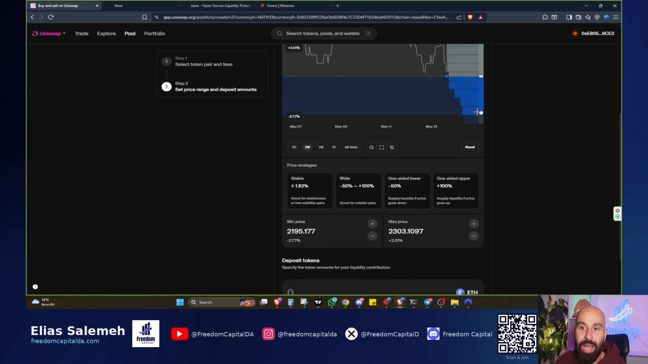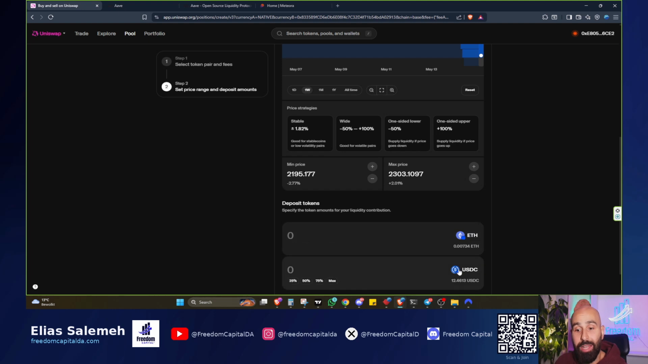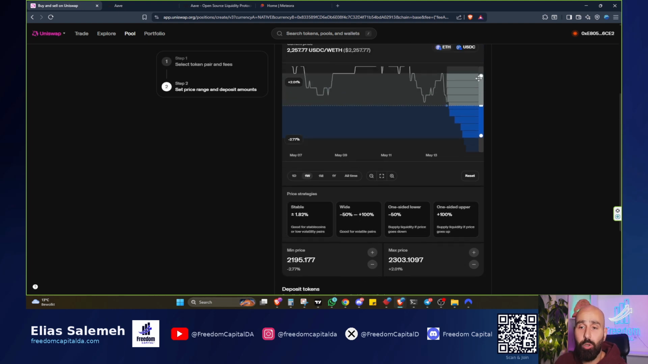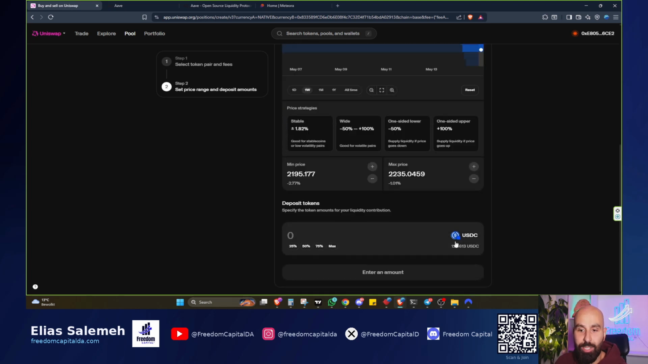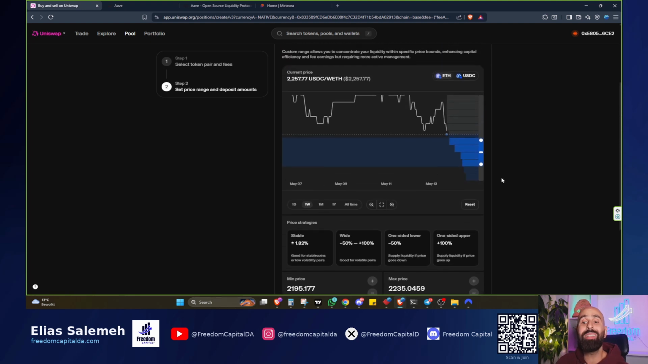If I move this down, I can now also provide Ethereum and USDC. And if I want, I can also reduce this to only supply USDC, as you can clearly see. So this is called one-sided liquidity, and I can also do that. And traders use one-sided liquidity to enter and exit positions.